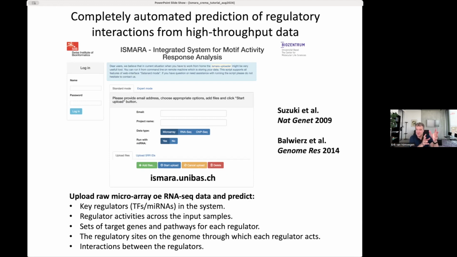Which transcription factors are active in which samples and inactive in which other samples? What are the target genes and pathways for each of these regulators? What are the actual binding sites on the genome through which these regulators act? And what are the interactions between the regulators? This approach was first pioneered in a paper in 2009, and then we turned it into a more automated tool in 2014, and it has undergone quite some development since. I will tell you today about the theory behind it and the results that it gives you.